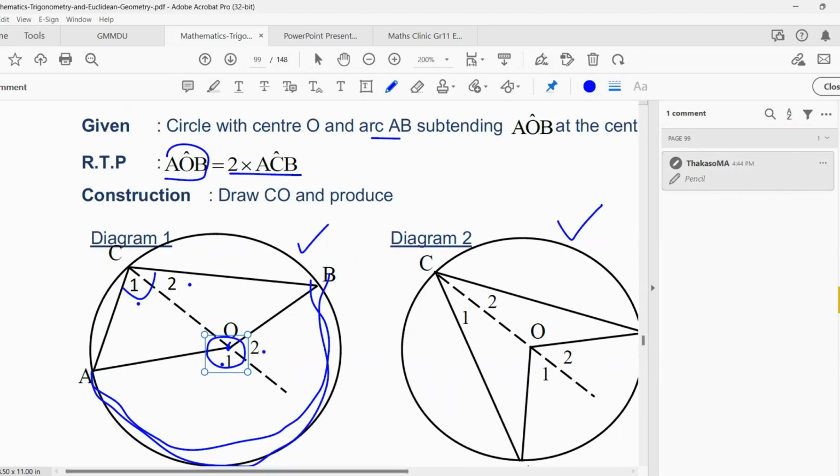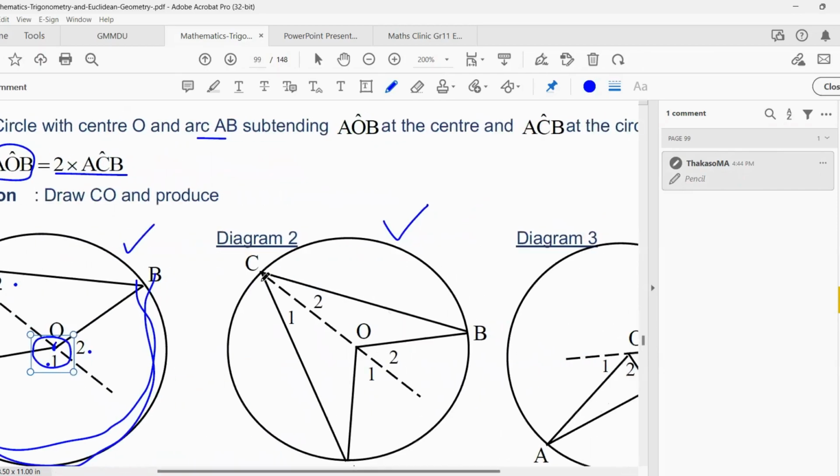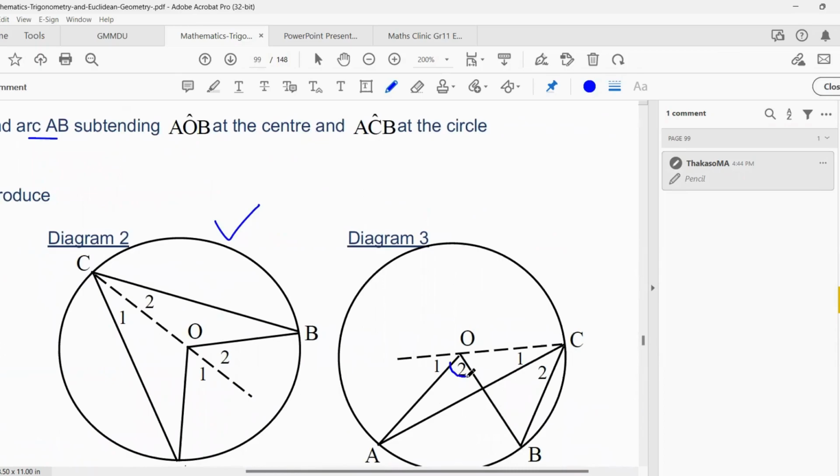You're going to construct OC, extending it, and then you will name the angles 1, 2, 1, 2. If you are given this one, you are still going to construct CO and still name 1, 2, 1, 2. Just remember to extend. And then the third one, you will still have an angle at center and angle at circumference, both subtended by AD. You will also construct OC, extended, and have 1, 2, 1, 2. Just remember your construction. The proof is the same for all three, just different diagrams.